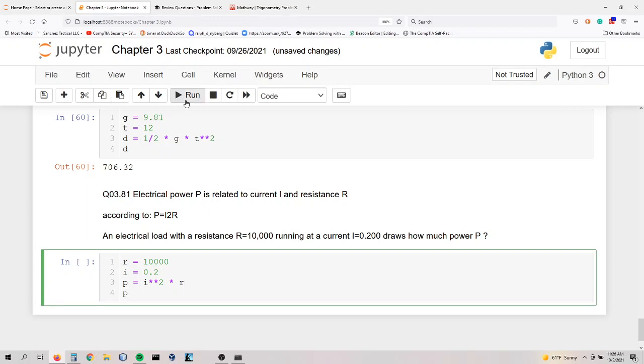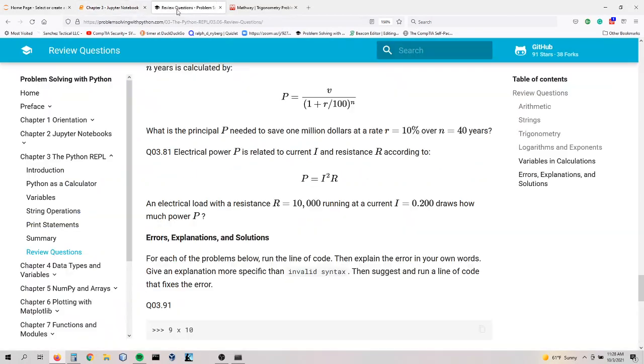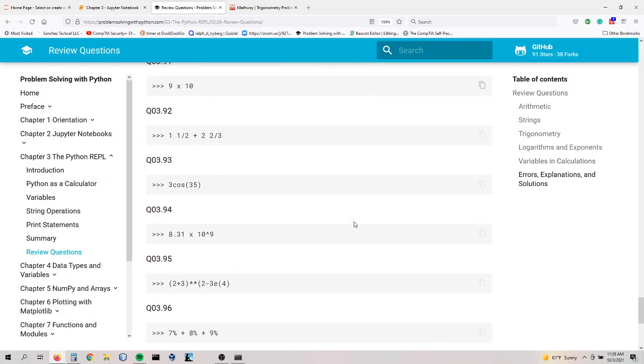Which I believe is in watts. If I'm wrong, you guys can yell at me. So 400, I believe watts. I don't think that's amps, but it might be. It's been a while since I played around with electricity. So 400 is our power. So that's how we could do some of these.